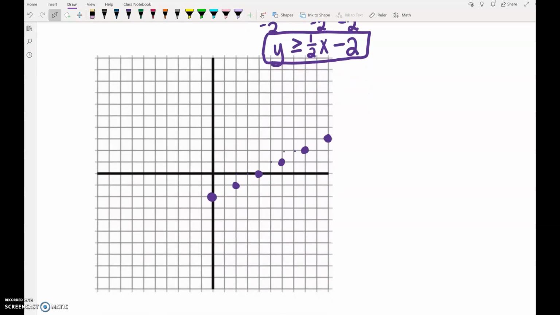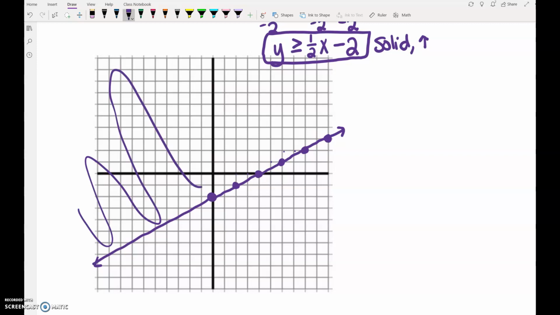Should we use a solid line or a dashed line? Solid line. And we need to shade up. So this is a solid line and shade up. So I'm going to just go like this just to let myself know that's the side that it needs to be shaded on. Hopefully that doesn't screw me up too much as I'm trying to graph the other one.